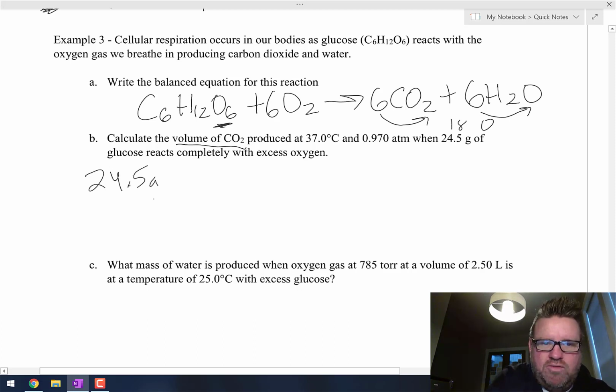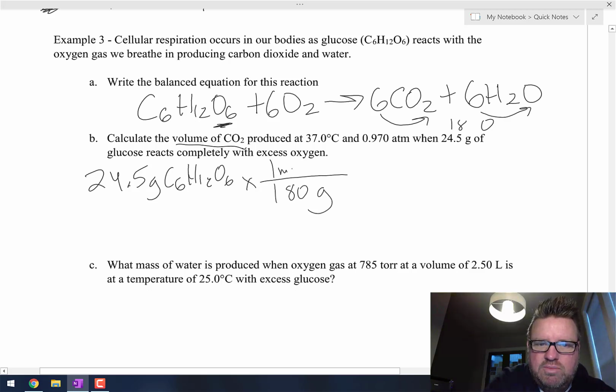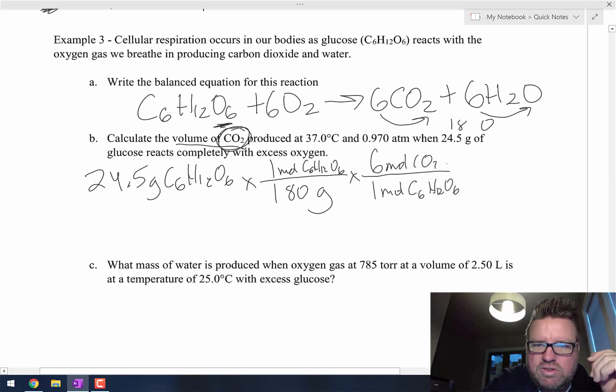So 24.5 grams of C6H12O6. And then again, the only thing you can ever do with grams is convert to moles. So there's 180 grams in 1 mole of C6H12O6. And then we're going to go to the balanced equation, 1 mole of C6H12O6. And then what they're asking us about, CO2. So we're going to go to 6 moles of CO2 from right here.